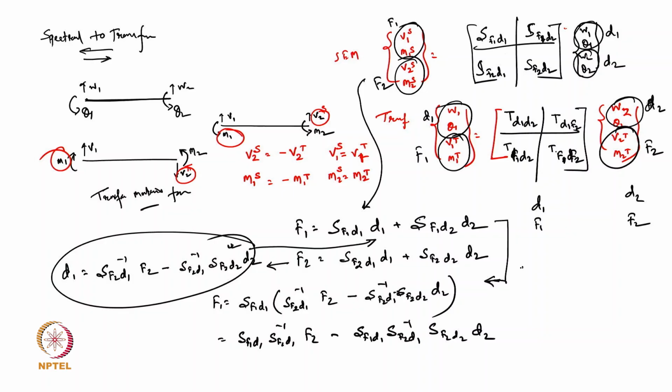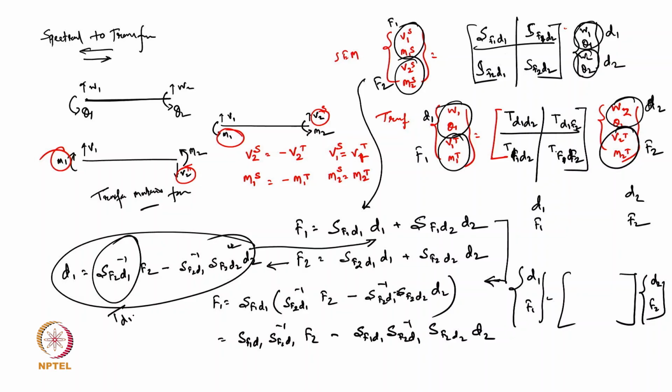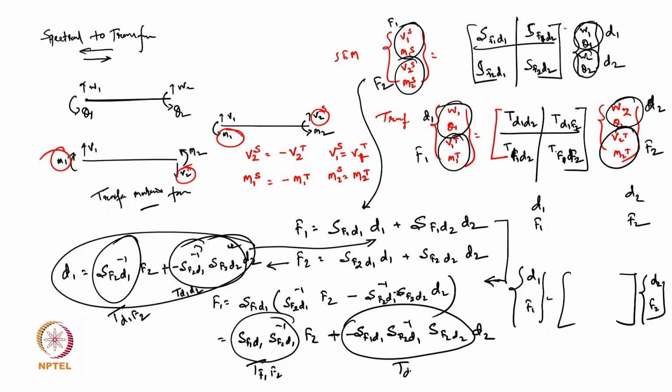And now if I write the full thing in the matrix form, what will I get? I will have d1 f1, then full thing in the matrix d2 f2. So the first term, that will be my second term, that is t d1 f2. This term will be t with the plus and minus, so that will be t d1 d2. This term will be t f1 f2, and with a plus and the minus sign here, this term will be t f1 d2. So we can just plug those terms here and we can able to get what is the transfer matrix.